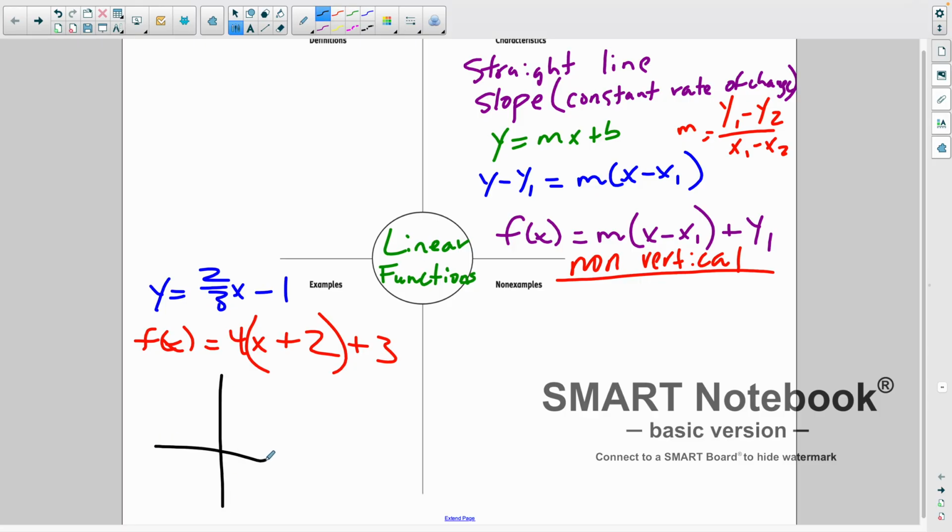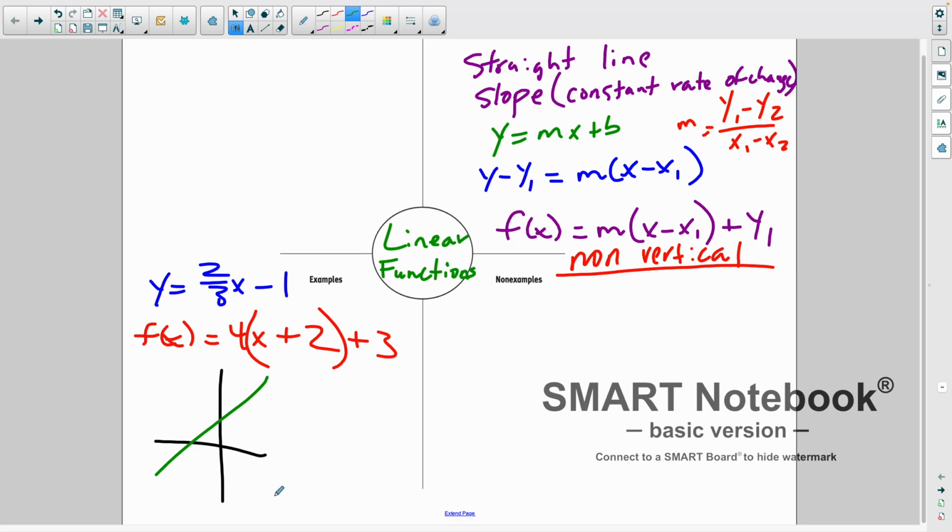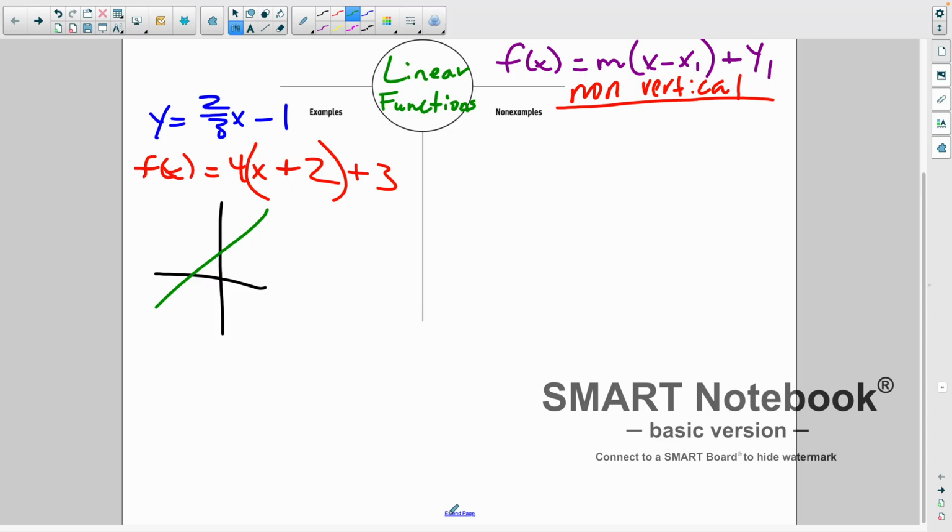What does a graph of it look like? Well, you told me it was a straight line. It just can't be a vertical line. So any slanted line, any horizontal line, any of those work. All right? Now, we're talking right here about multiple representations. We're talking about an equation. We're talking about a graph. How else could I show a linear function?